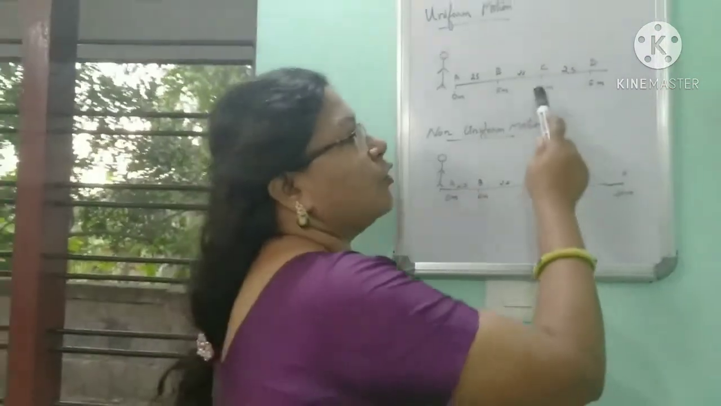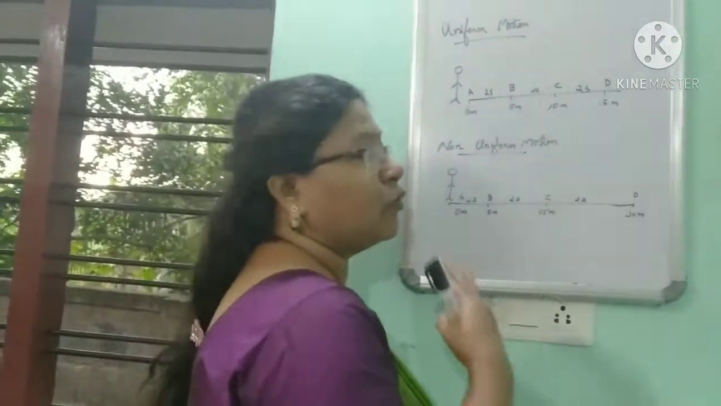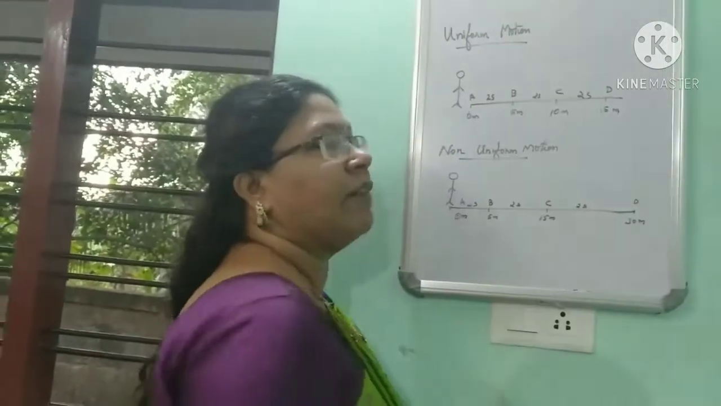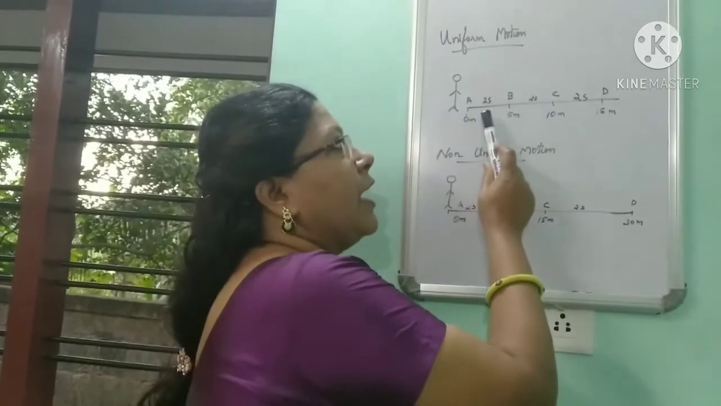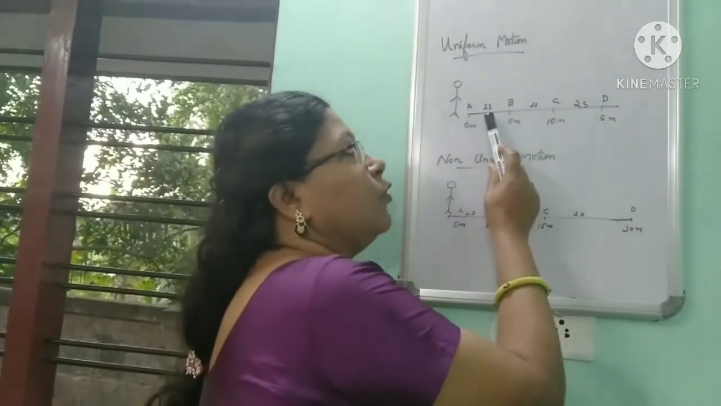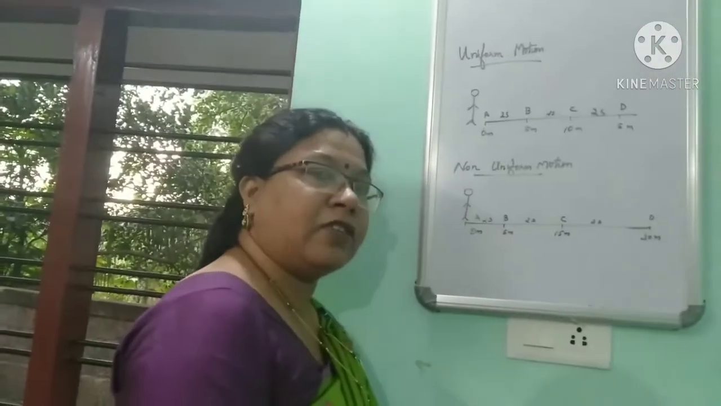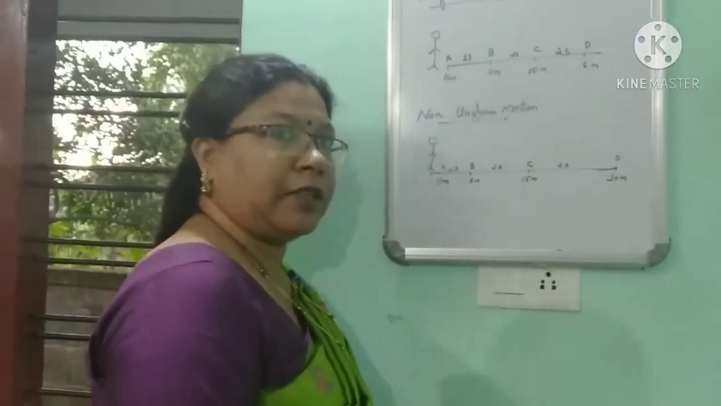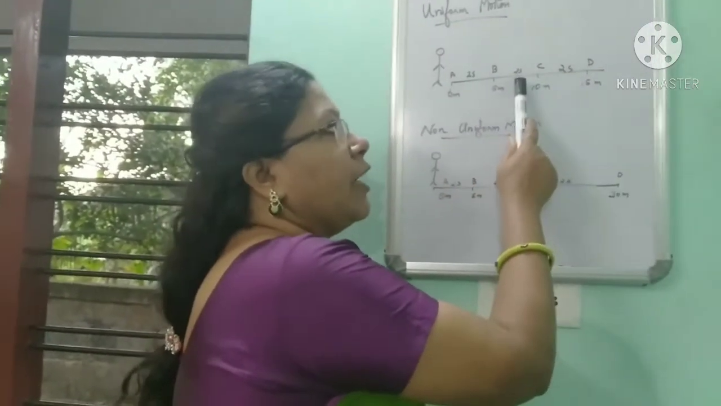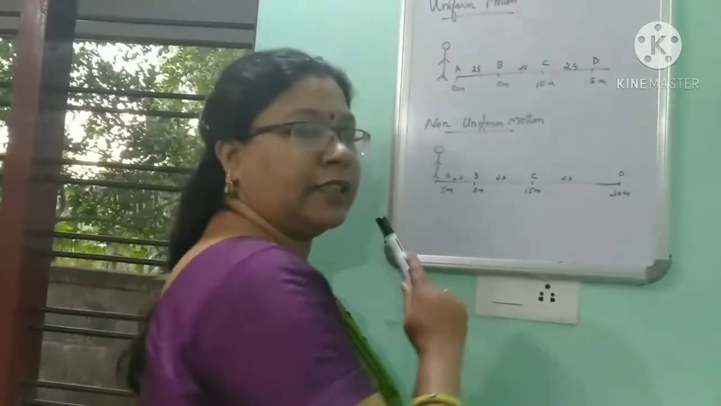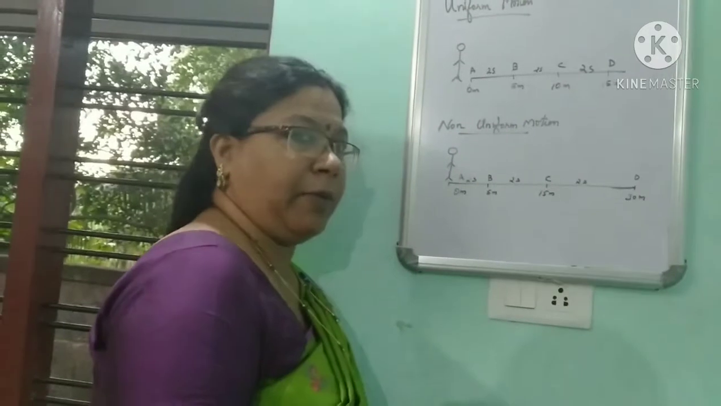Then C to D also he took 2 seconds and the distance traveled is 5 meters. So when you verify this, during every 2 seconds, what is the distance traveled? The distance traveled is 5 meters. During the first 2 seconds, 5 meters. During the next 2 seconds also 5 meters. Next 2 seconds, 5 meters.